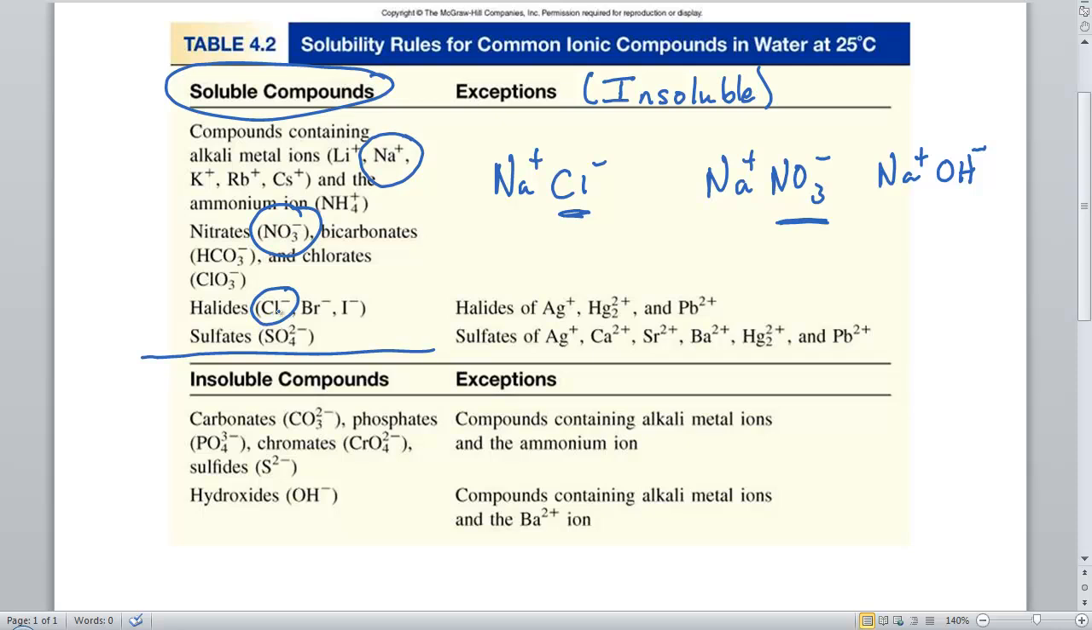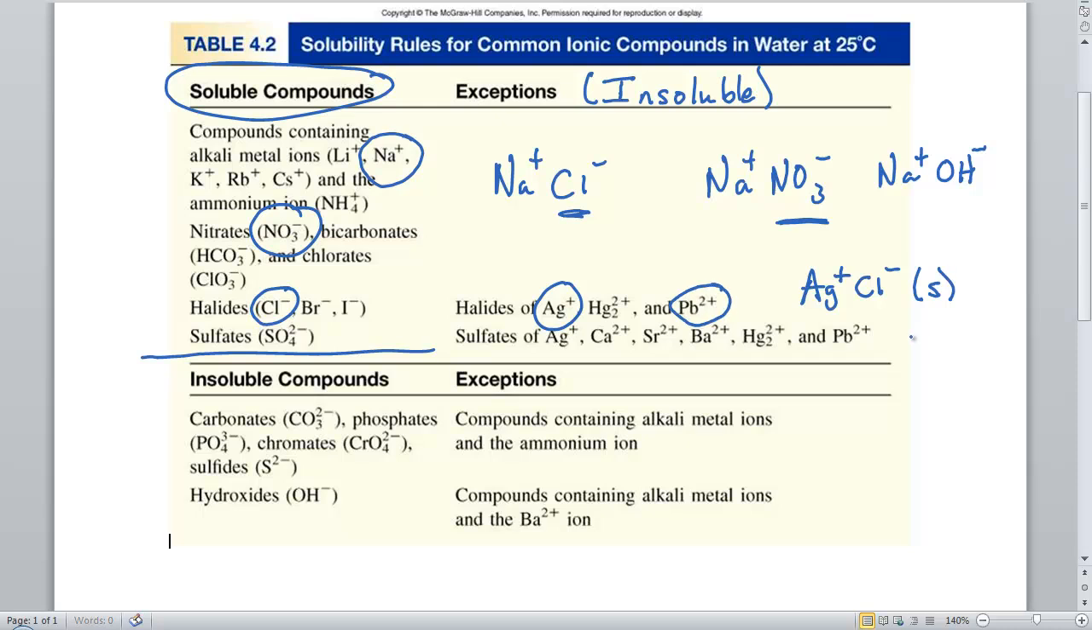So chlorides are generally soluble, but if it's Ag+ with Cl-, that's an insoluble exception. So this would precipitate from solution, come out as a solid, and it would be considered insoluble in water. Now remember, even insoluble means very slightly soluble, but for our purposes, we're just going to classify soluble or insoluble. So certainly silver chloride would be an insoluble compound.